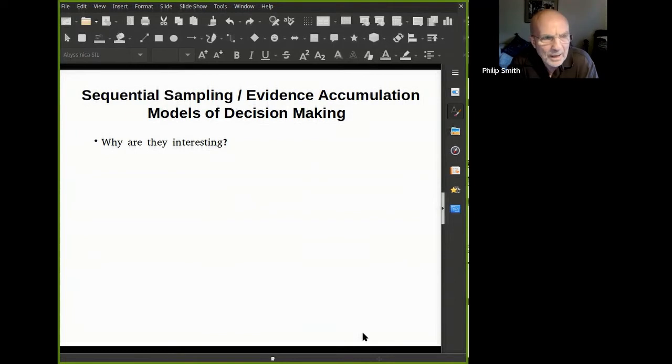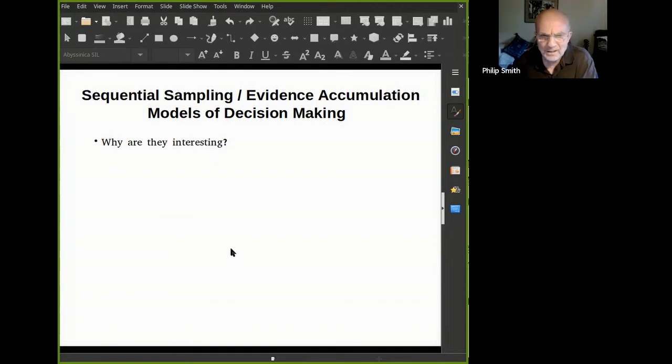Let me step back. Diffusion process models are one member of a general class of sequential sampling models of decision-making, or evidence accumulation models, as some people would prefer to call them. So the first question is, why are they interesting psychologically? Why do they have a claim on your attention? What are they seeking to explain?